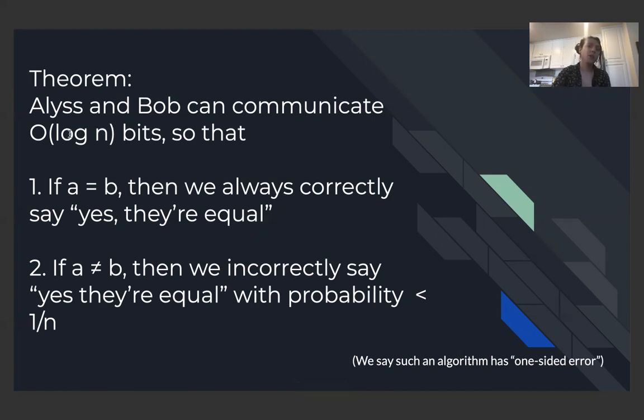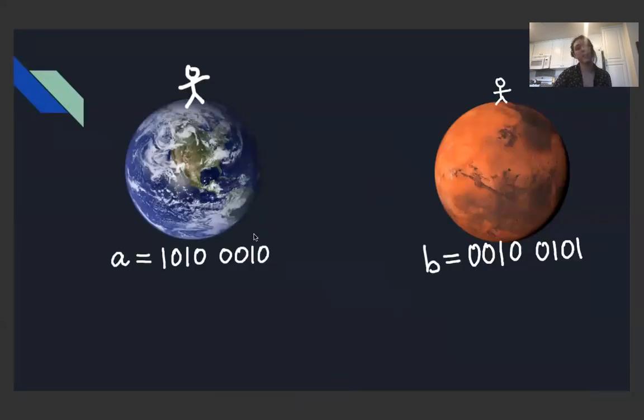So we got this to be efficient, and we never get a false negative. And with some low probability, with probability less than 1 over n, we might get a false positive. We say this has one-sided error. So let's see this in action. This is a really fun algorithm.